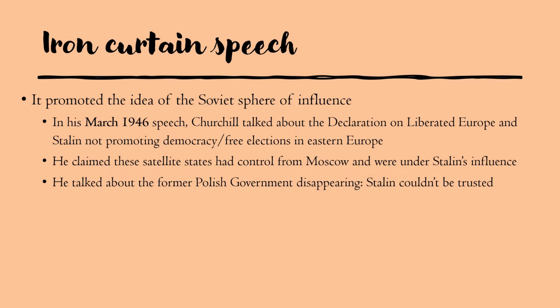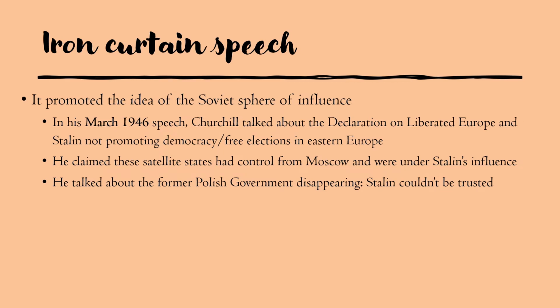He was not, in fact, promoting democracy. He was not promoting free elections in these countries. Churchill said that Stalin had broken this agreement. And he claimed that the satellite states, which the Soviets had invaded during the war, had control from Moscow, and they were under Stalin's influence. The Soviets and the communists were controlling these countries. They were not being given democratic elections. There was no opportunity for different political viewpoints to take power of these countries. They were firmly under the Soviets' grasp.